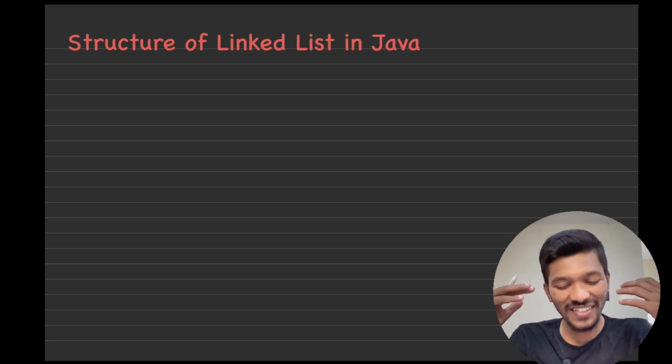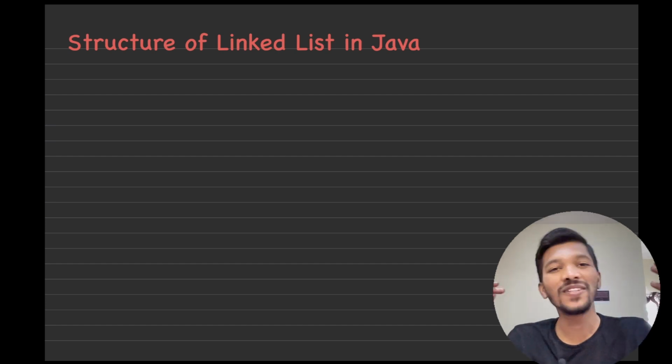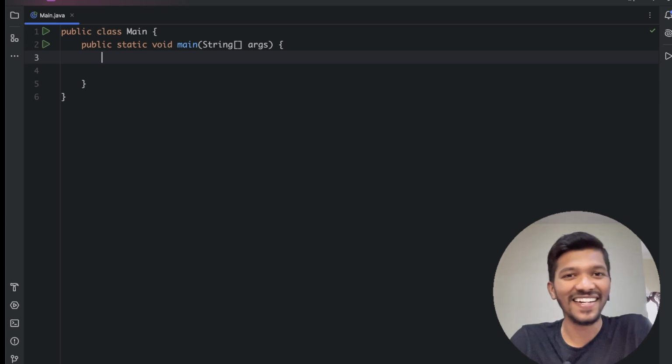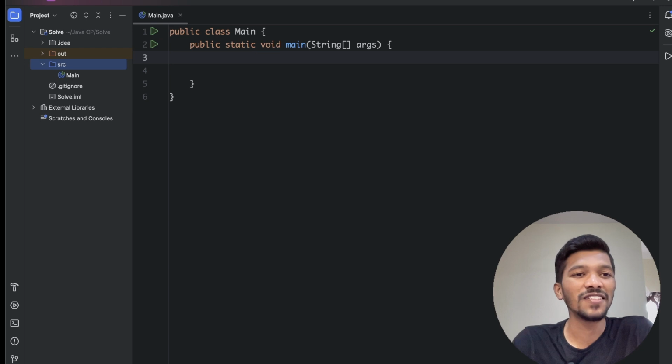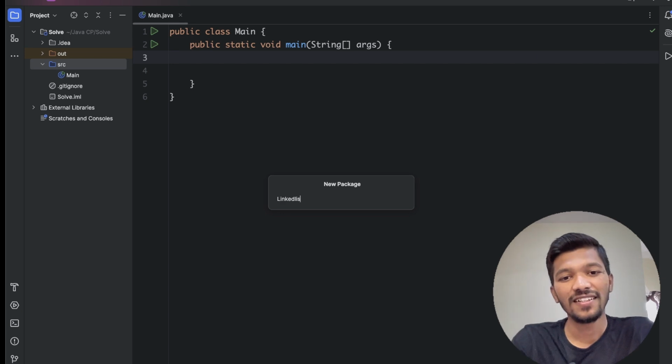So I'm not going to discuss the structure of a linked list in Java on paper. We are going to go on the IDE and try to write the code for this. Here I'm using IntelliJ IDEA to implement the linked list using Java. First of all, I'm going to create a package, and I will give the package the name linked list.